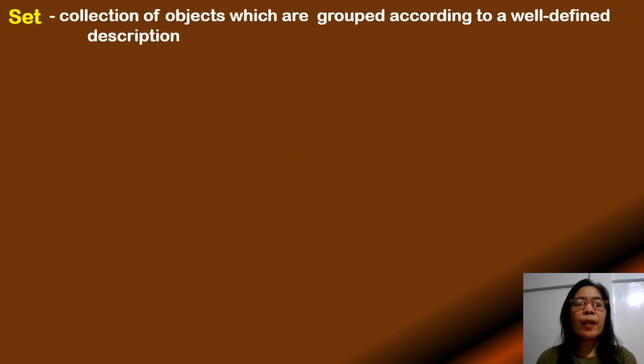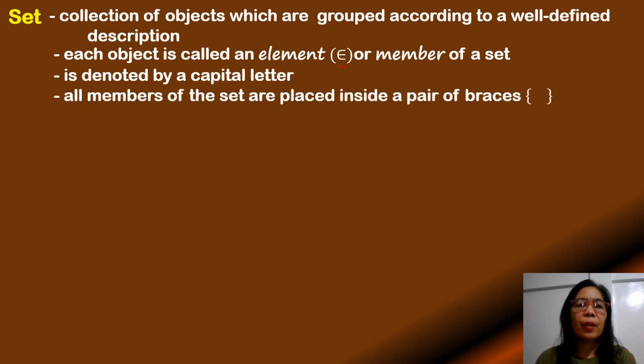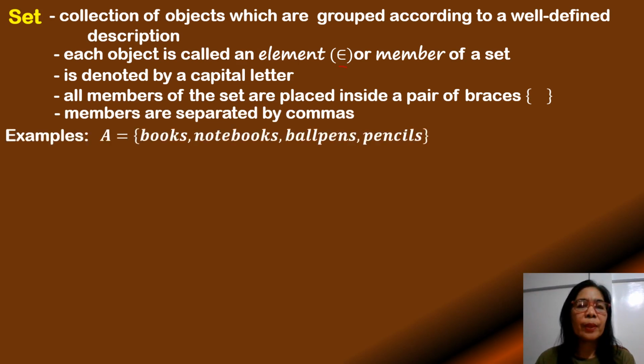A set is defined as a collection of objects which are grouped according to a well-defined description. Each object is called an element or member of a set and is represented by the Greek letter epsilon. A set is denoted by a capital letter, and all members of the set are placed inside a pair of braces and separated by commas. Let us have this example.